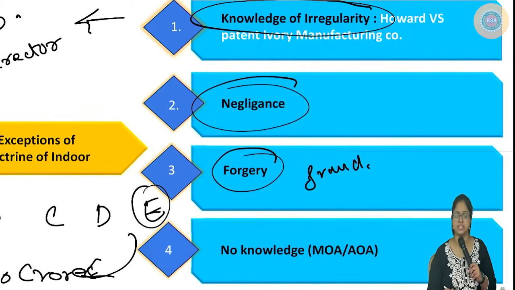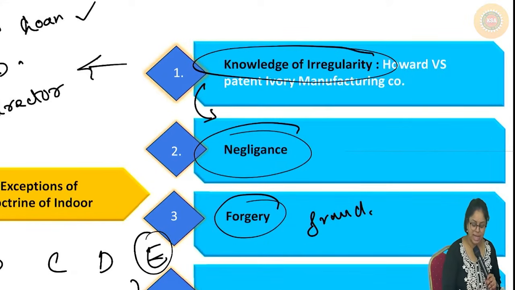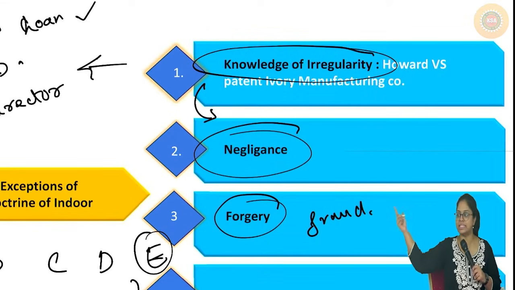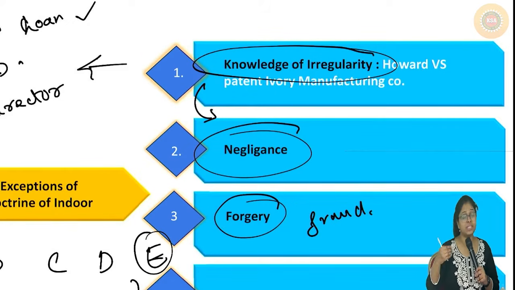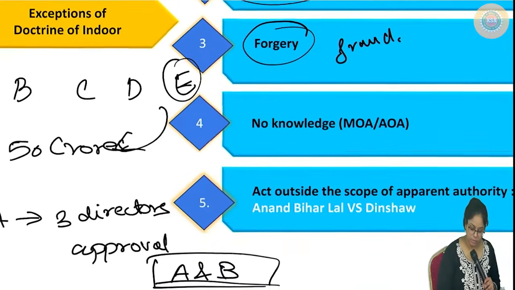Next is negligence. Now, negligence and knowledge of irregularity are similar. The case study that we saw earlier, in that did E know that only 2 people have signed? He had knowledge of irregularity, but was he negligent? Yes. He should not have done anything, he should not have given the loan, but he was negligent and he gave the loan. So we are not going to protect E. He cannot be protected by the doctrine of indoor management. Are you able to understand?